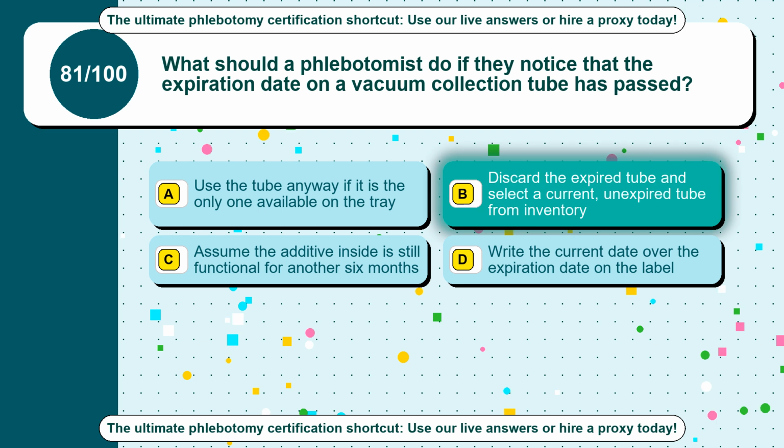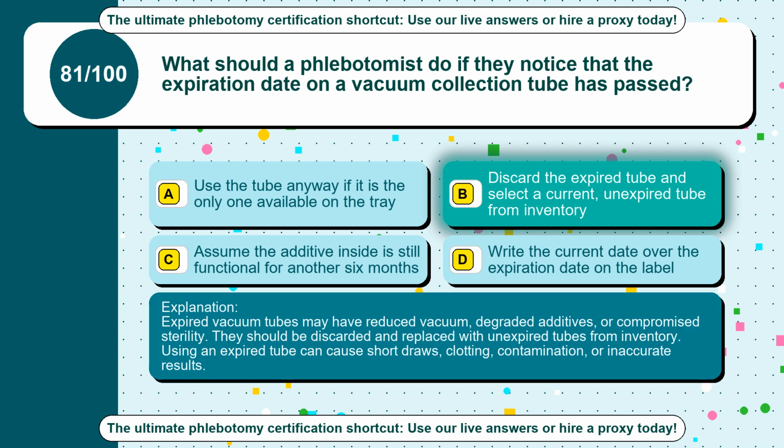The correct answer is option B, discard the expired tube and select a current, unexpired tube from inventory. Expired vacuum tubes may have reduced vacuum, degraded additives, or compromised sterility. They should be discarded and replaced with unexpired tubes from inventory. Using an expired tube can cause short draws, clotting, contamination, or inaccurate results.